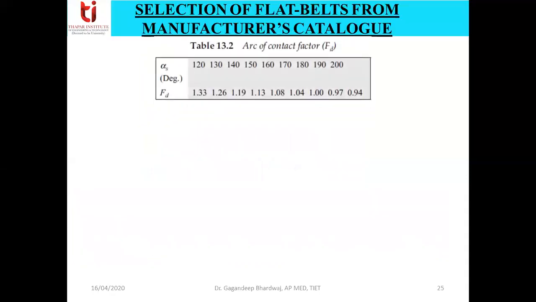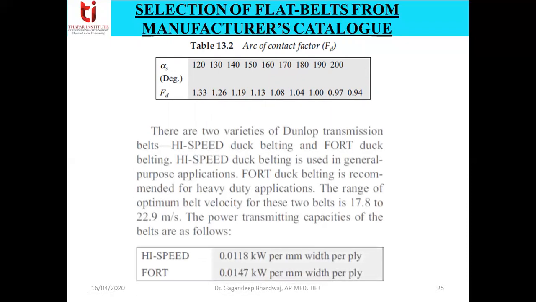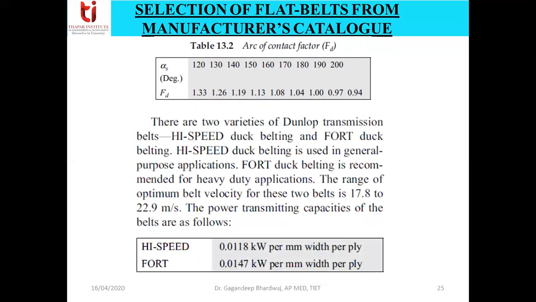So arc of contact, alpha s, this is the wrap angle for smaller pulley. If it is 120, then this factor is 1.33. If angle is 150, this factor is 1.13. If it is 180, this factor is 1. If it is 190, 0.97. So according to the wrap angle on the smaller pulley, we will select the factor FD, which is the arc of contact factor. Clear?